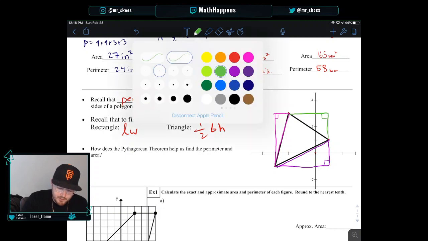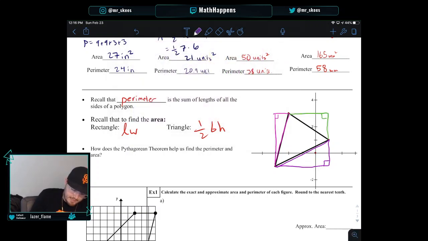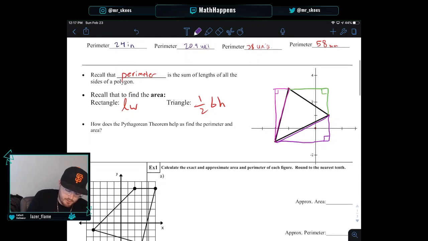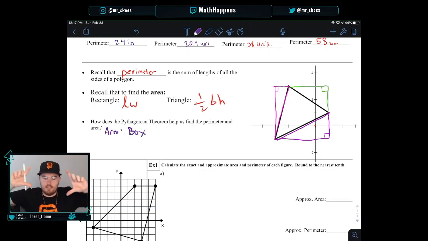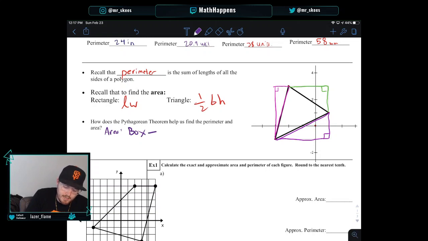So when it comes to area, I know the question right there says, how does the Pythagorean theorem help us find the perimeter and area, okay? So let's address the area first. When it comes to area, we can take the box, right? There's a box that surrounds the triangle, and we can subtract away the right triangles around it because we know the base and height of those.